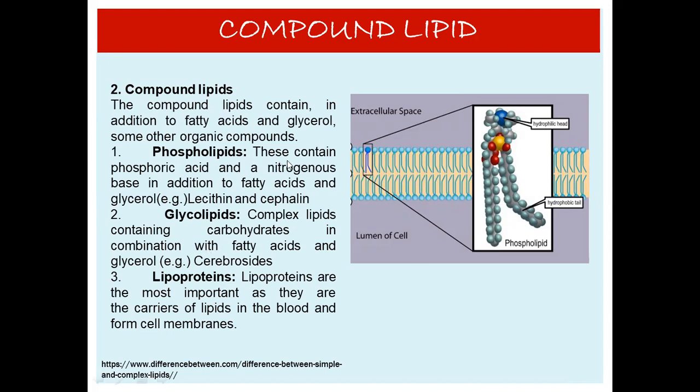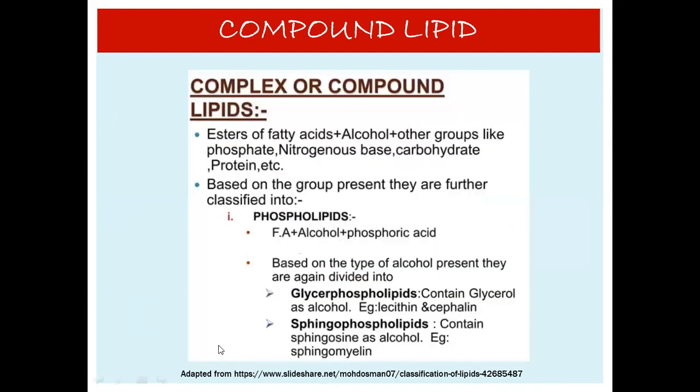So what are phospholipids? These contain phosphoric acid and a nitrogenous base, in addition to fatty acids and glycerol. Examples are lecithin, cephalin. Next, glycolipids, complex lipids containing carbohydrates in combination with fatty acids and glycerol. Examples are cerebrosides. Okay. So the next type of compound lipids are lipoproteins. Lipoproteins are the most important as they are carriers of lipids in the blood, and they form cell membranes.